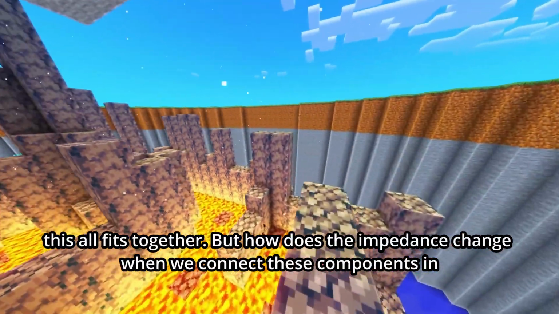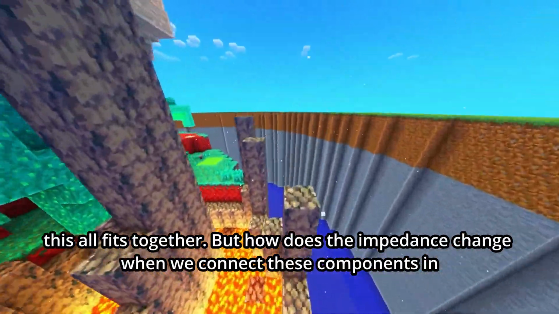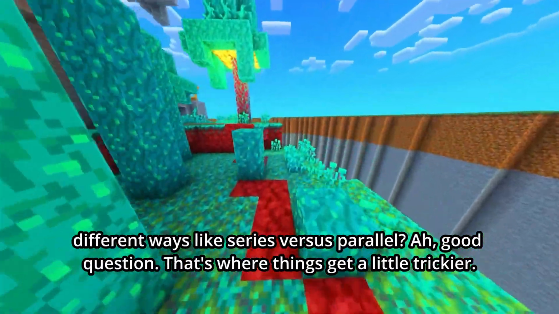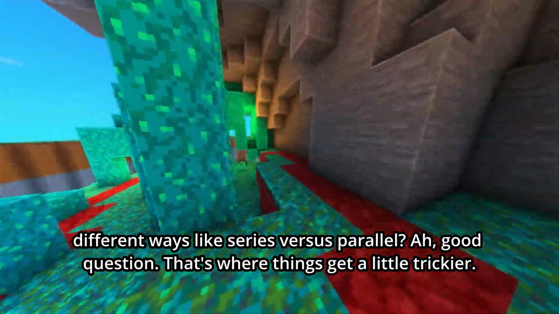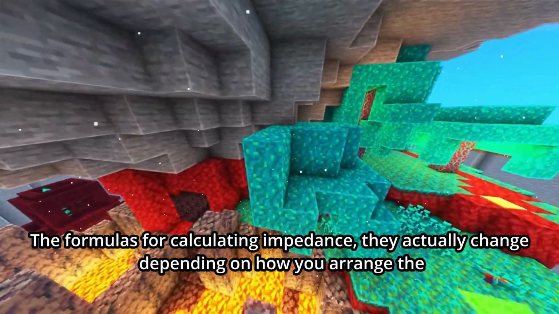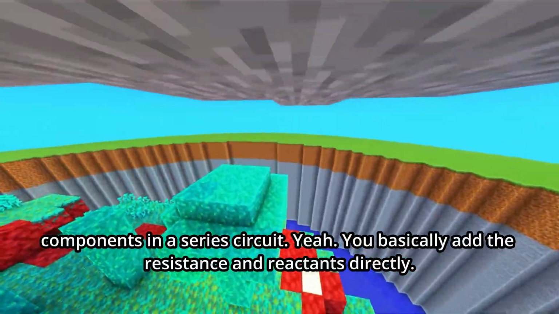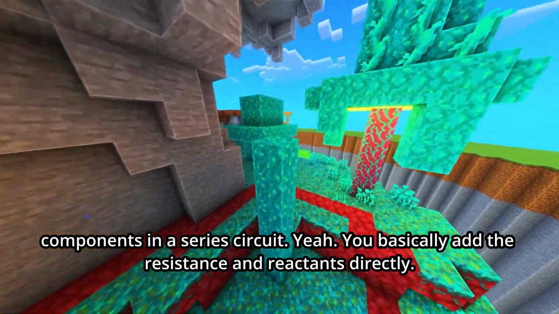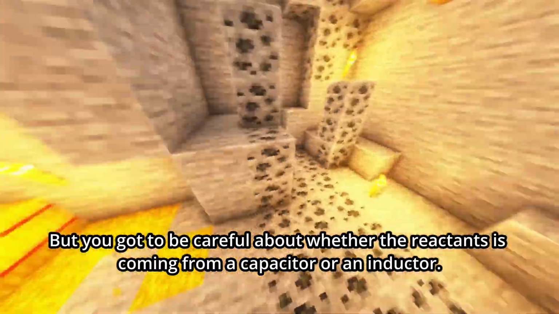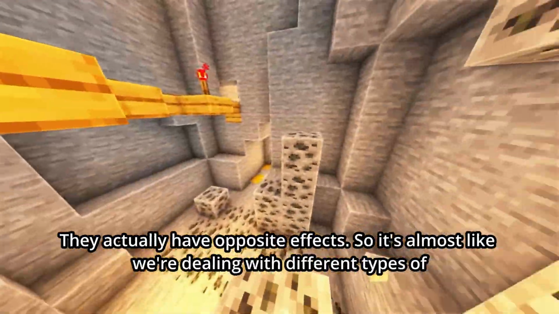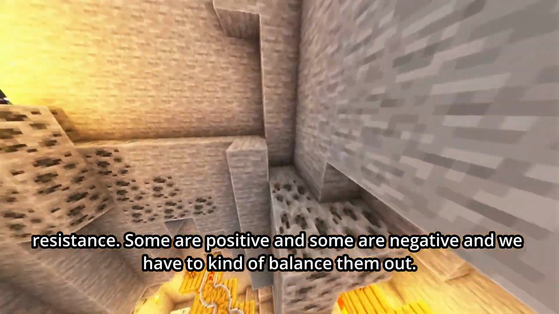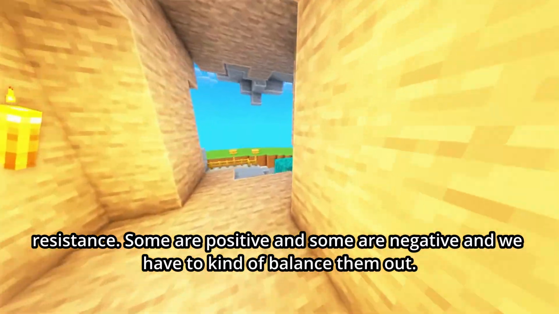Starting to see how this all fits together, but how does the impedance change when we connect these components in different ways, like series versus parallel? Good question. That's where things get a little trickier. The formulas for calculating impedance change depending on how you arrange the components. In a series circuit, you basically add the resistance and reactance directly, but you have to be careful about whether the reactance is coming from a capacitor or an inductor. They actually have opposite effects. So it's almost like we're dealing with different types of resistance. Some are positive and some are negative, and we have to balance them out.